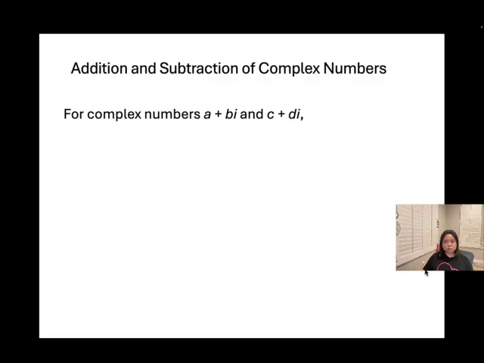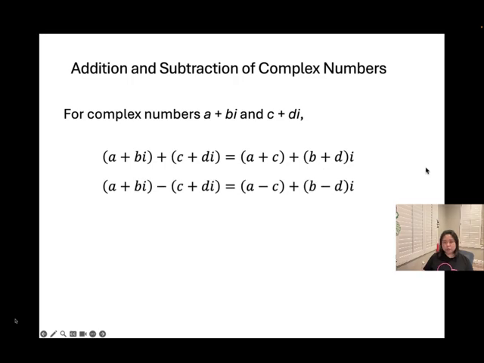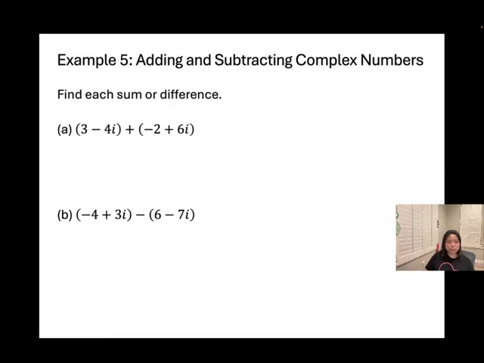Addition and subtraction of complex numbers. When I have the complex numbers a plus bi and c plus di, I could group the real part, add it up, and then group the imaginary part and then add it up. Do the same thing for the subtraction. Okay, that will be a minus c plus b minus d. Okay, I want you guys to try example 5.